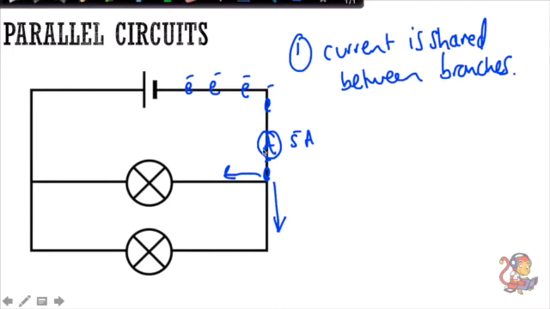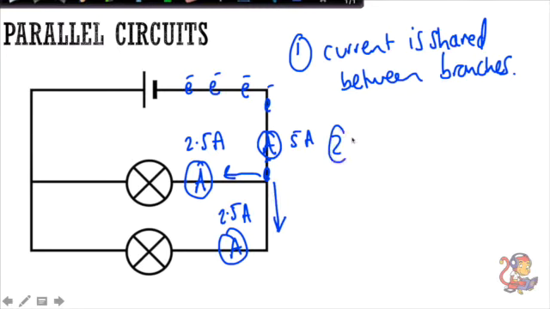And at this point you can see that the current has to split, because half of the electrons will go down here and half of the electrons will go down here. So if we were to put another ammeter in here, this would read 2.5 amps, and again if we were to put another ammeter in here, this would also read 2.5 amps. So the current has to be shared between the branches.